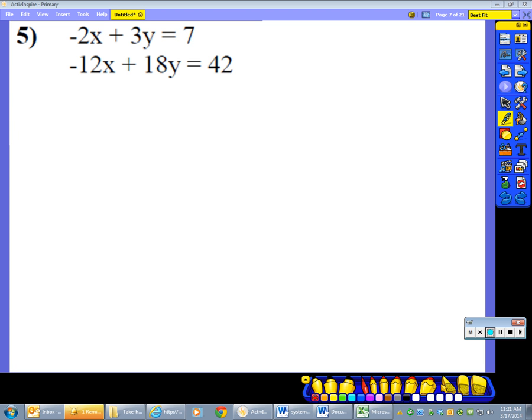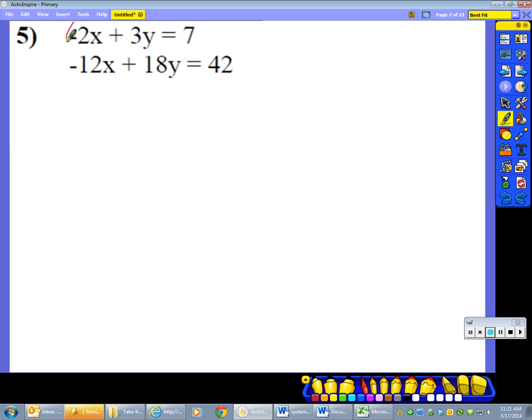Number 5. Alright, I'm going to solve this any route that I want, and I'm going to go ahead and use elimination because I think that will be the quickest way. Now, if this is a negative 12x, I'm going to try to eliminate it. That means I need to try to make this a positive 12x, so they're opposite.